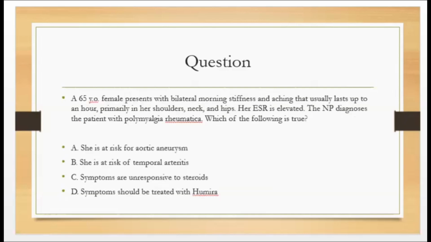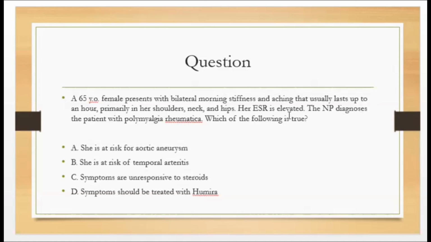A 65-year-old patient presents with bilateral morning stiffness and aching that usually lasts up to an hour, primarily in her shoulder, neck, and hip. So when you're seeing this now, you should start telling yourself it has to do with arthritis, because of the bilateral morning stiffness. But what type of arthritis is this? They said her ESR is elevated. That is the buzzword. ESR is elevated. The nurse practitioner diagnoses the patient with polymyalgia rheumatica, another buzzword. Which of the following is true?